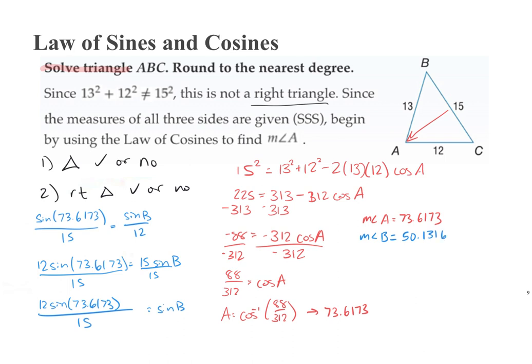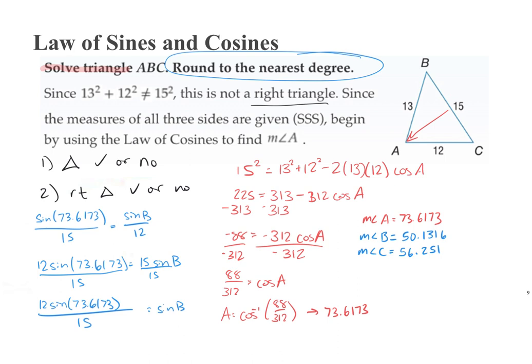Now, I love law of sines and cosines, but that's a lot of work to find my last angle. I do, however, know a shortcut, and this shortcut is that you remember that all the angles have to add up to 180. So now I'm just going to add up these two angles and then subtract from 180. So that is 50.1316 plus 73.6173 minus 180. And yes, I did it all in the calculator. And the measure of angle C is equal to 56.251.